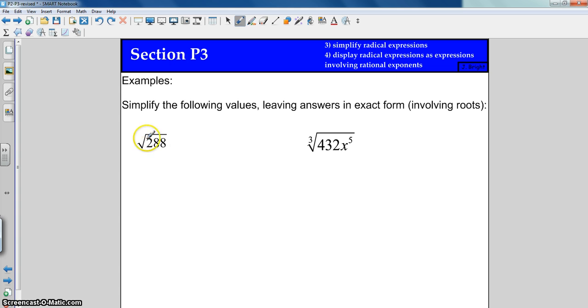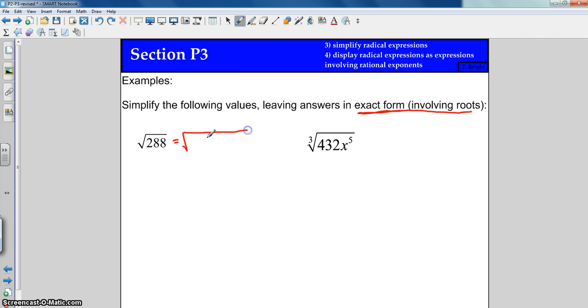We have the square root of 288. If I punch that in my calculator, I'm going to get a decimal. There's not a nice number that we get as a result, so I'm going to need to leave it in exact form, which involves roots. So let's just factor this and see what falls out.